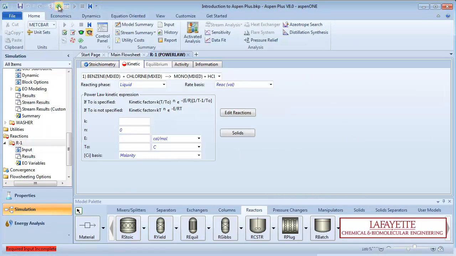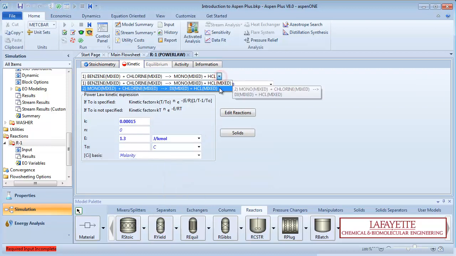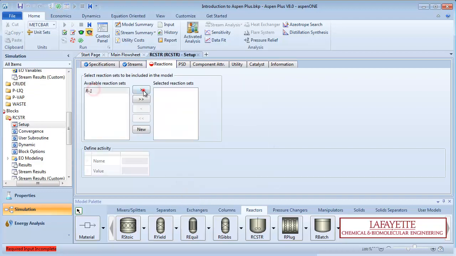On the Kinetics tab, enter the K value as 0.00015 inverse seconds and the E value as 1.3 joules per kilomole for the first reaction. Enter 0.0001 inverse seconds as K and 0.9 joules per kilomole as E for the second reaction. Press the green arrow and add the R1 reaction set to R-CSTR.